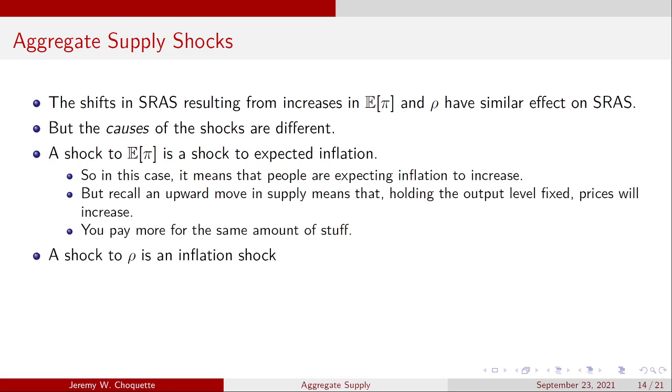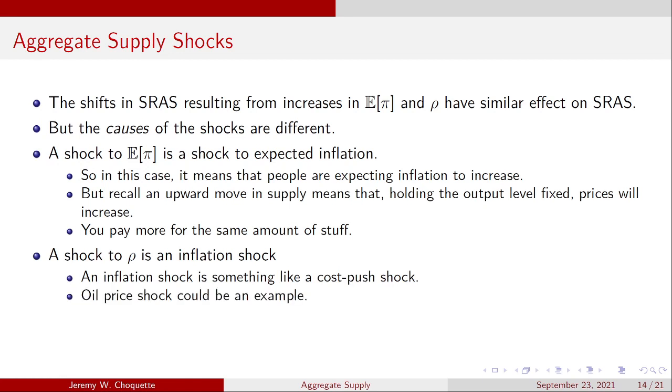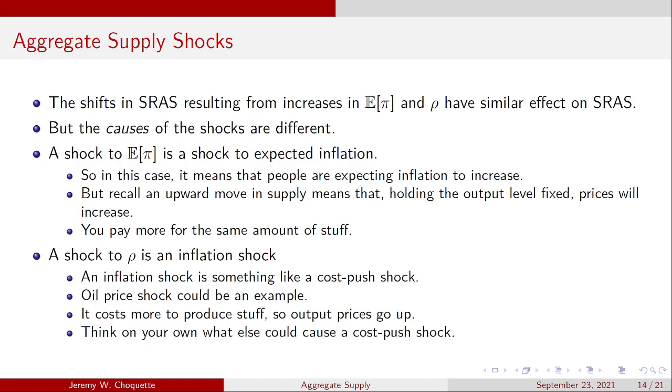A shock to rho is an inflation shock. An inflation shock is something like a cost push shock, right? Oil price shocks could be an example. It costs more to produce stuff, so output prices go up. So you can see the causes and the interpretations of these shocks are two totally different things, even though they kind of look the same on the graph. Now, when it comes to other types of inflation shocks, think about it on your own. What else could cause a cost push shock?